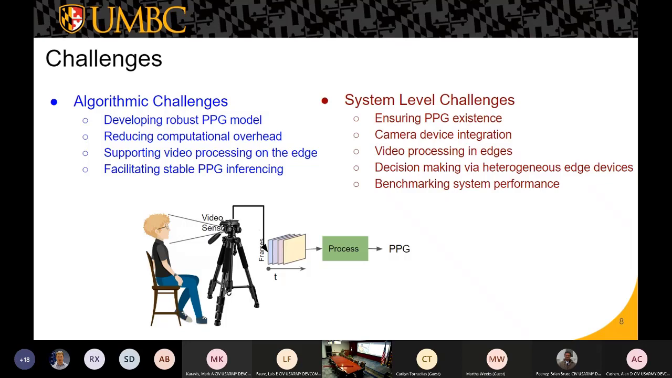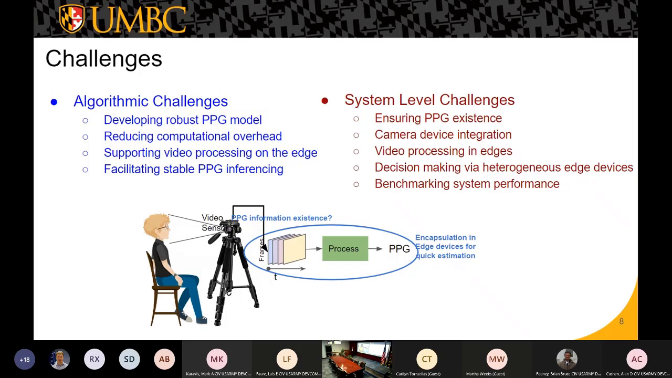And finally, we want to benchmark everything. Since this is the first line of work, we want to give a total picture of how it works on the device, whether that device overheats or has memory issues or some other issues. So we want to benchmark. We wanted to have a benchmarking of our system performance.